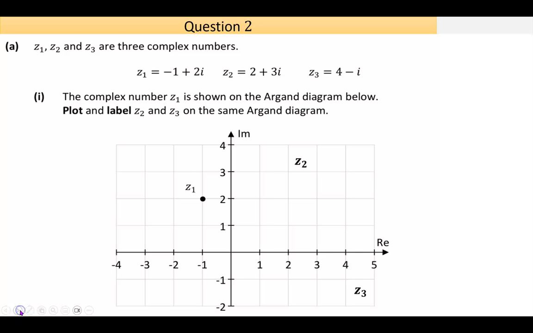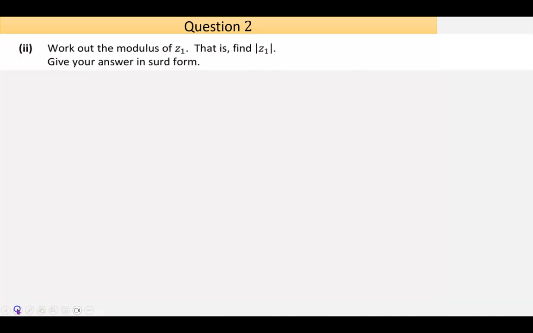Now in the answer, Z2 is 2 plus 3i. That's 2 on the real. That's 3 on the imaginary. Then Z3 is 4 on the real part, -1 on the imaginary. 4 minus i. And that's it. So moving on then to part 2, it says work out the modulus of Z1.